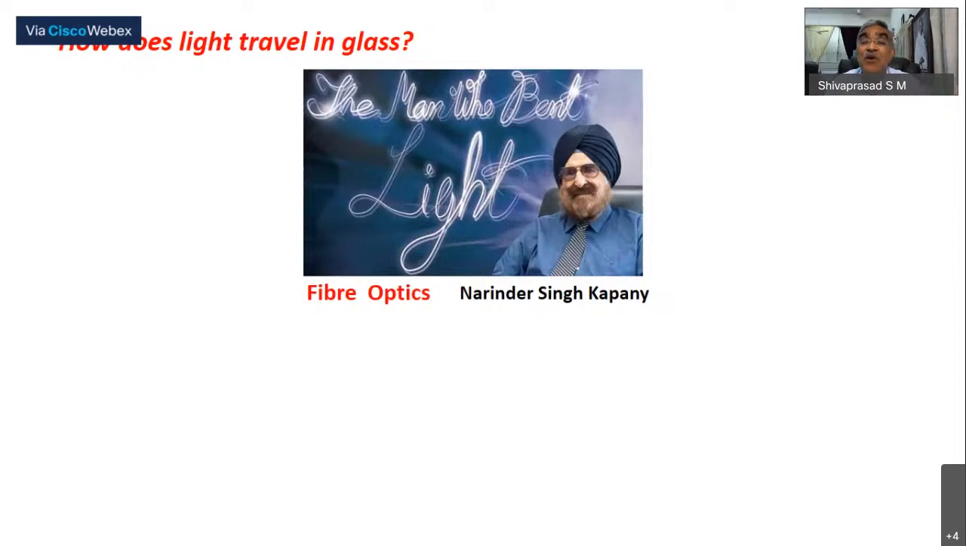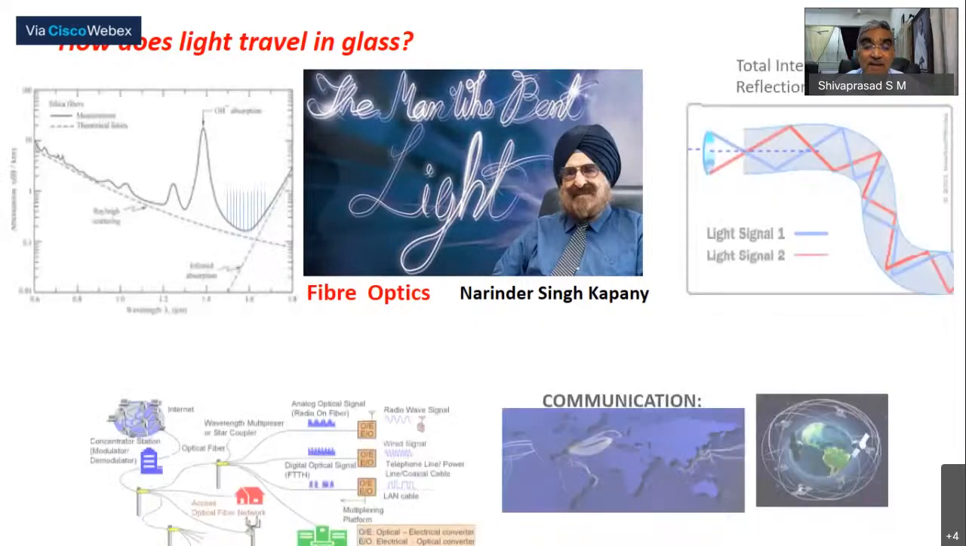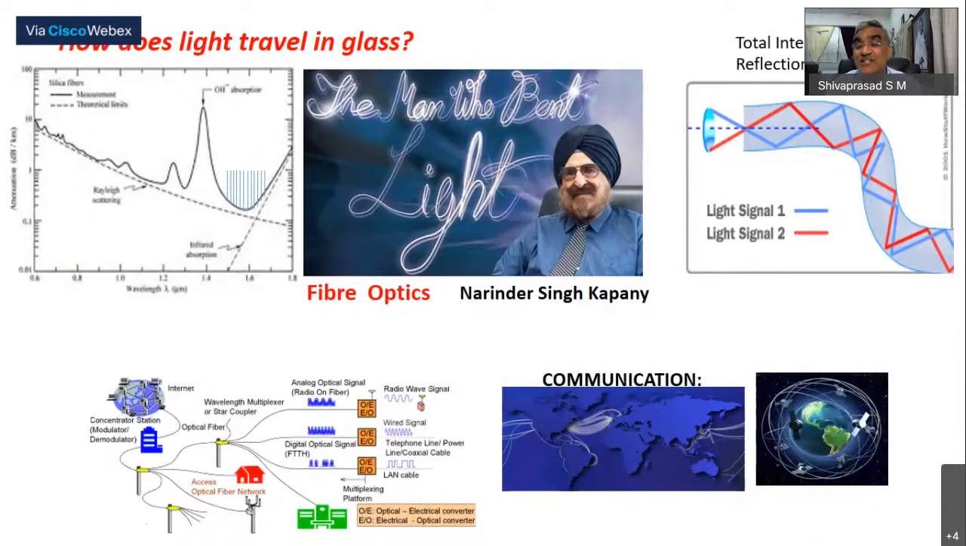And ultimately, he found out what are called optic fibers. He invented optic fibers, and Narendra Singh Kapany is called the man who bent light. He was able to bend light, and that is a great achievement of Narendra Kapany. And now we know it has revolutionized communication.